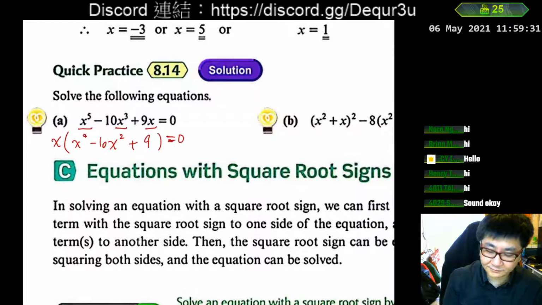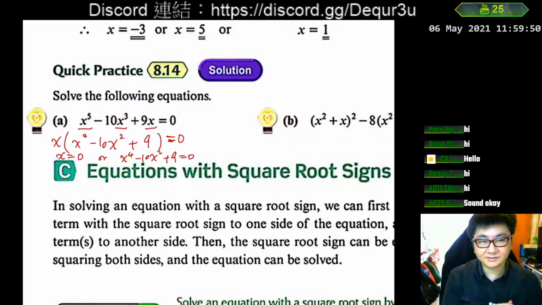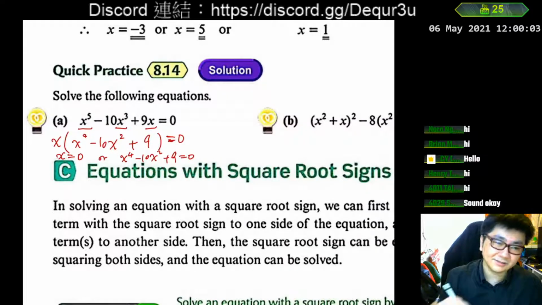Now, if 2 things multiplied together become 0, then either one of them will be 0. Therefore, we say x equals 0, or x power 4 minus 10x squared plus 9 equals 0. And from here, the idea to go on is more straightforward. x equals 0 is already one of the answers, while the other part is x power 4 minus 10x squared plus 9.